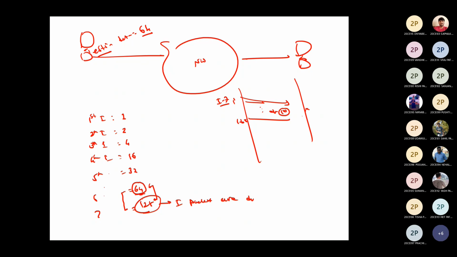Sorry, this is 1 to 128. So packet number 100 is being dropped by an intermediate router. Subsequent packets are also being dropped by routers. So can we say it's in between 64 and 128?